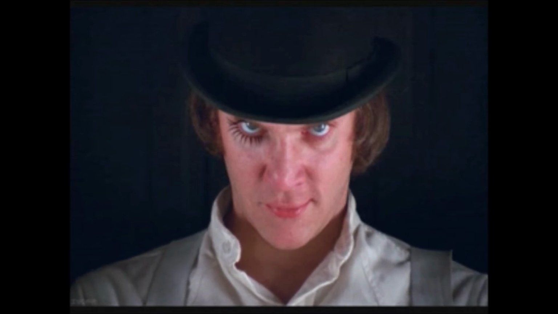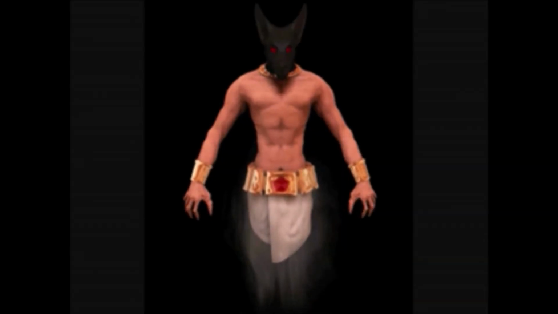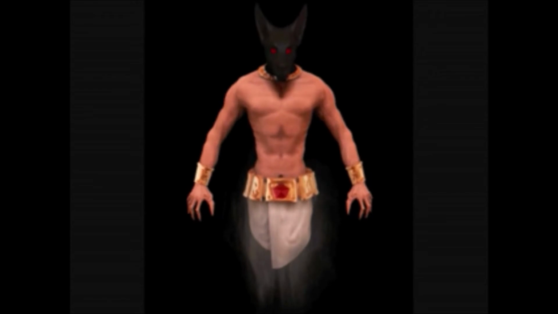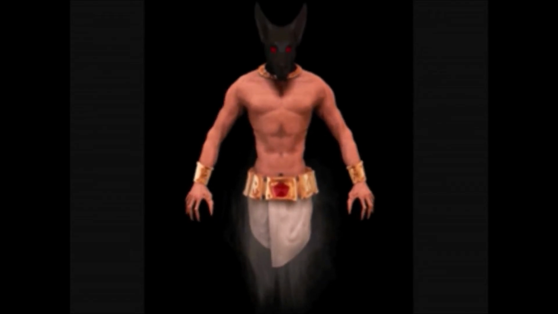This creates a partial vacuum in the thoracic cavity. Air passes through the nose, pharynx, larynx, trachea, and then into the two bronchi to the lungs. Oxygen and carbon dioxide pass between the blood and the air in the alveoli, which are the end of the smallest bronchi. Oxygen diffuses from the inhaled air through the alveoli walls into the capillaries. The lungs contain more than 300 million alveoli.